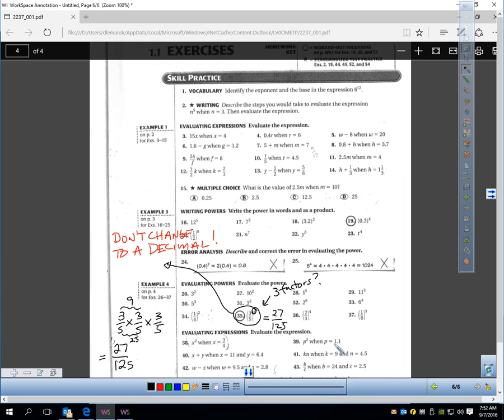Okay? Let's just do one more. Let's do 34 just to make sure we got that down. Okay? 1/4 squared. Well, let me do it up here. That means 1/4 times 1/4. Well, that ought to be easy. 1 times 1 is 1, and 4 times 4 is 16. Your answer is 1/16. Okay?